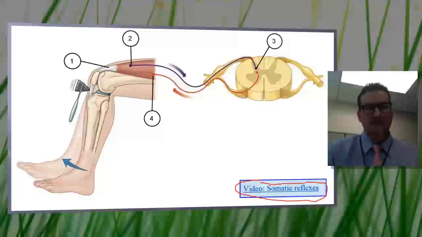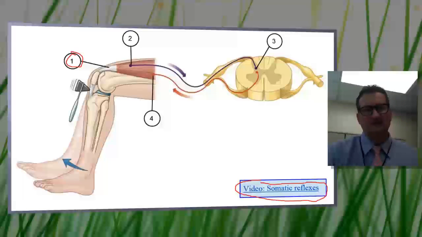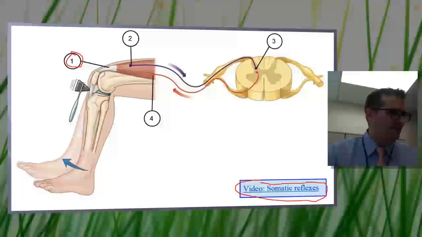In step 1, you have somatic receptors located in the skin, a muscle, or a tendon. In this case, it's stretch receptors in the tendon that detect a sensation, such as stretching of the tendon when the patellar tendon is tapped. Step 2, you have an afferent sensory nerve that sends a signal directly to the spinal cord. So that's shown here.